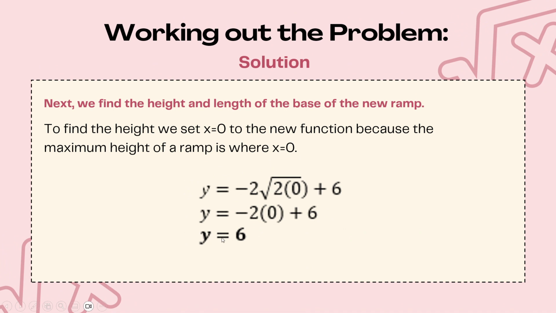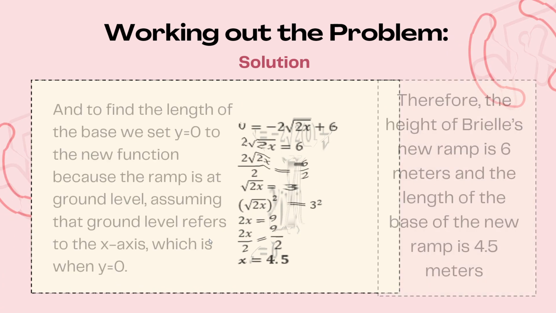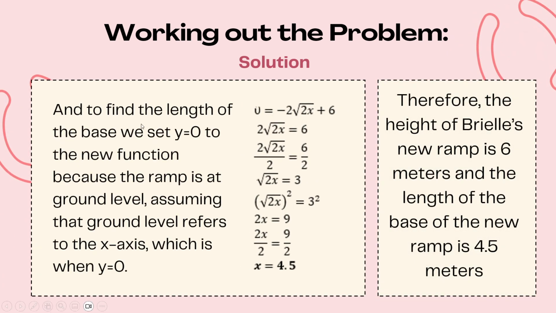Next, we find the height and length of the base of the new ramp. To find the height, we set x equals 0 in the new function because the maximum height of the ramp is where x equals 0. So 2 times 0 is 0, negative 2 times 0 is 0, plus 6 is 6. Therefore, y equals 6.